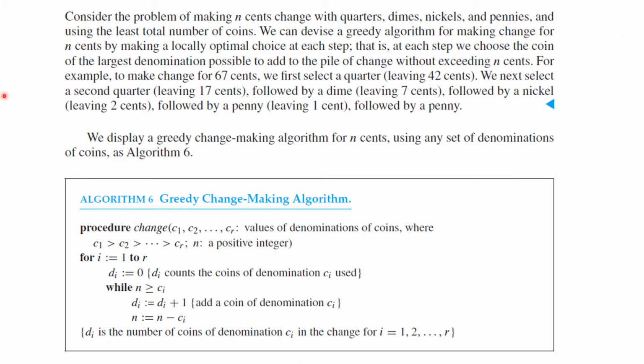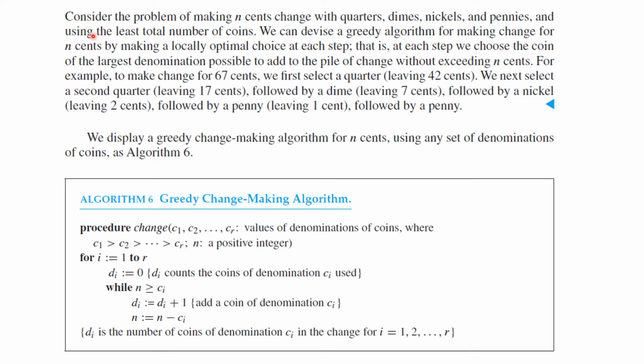So consider the problem of making n-cents change, and we're using quarters, dimes, nickels, and pennies, and using the least total amount of coins. Now we can devise a greedy algorithm for making change for n-cents by making a locally optimal solution at each step. That is, at each step we choose the coin of the largest denomination possible to add to the pile of change without exceeding the amount we're making change for in cents.